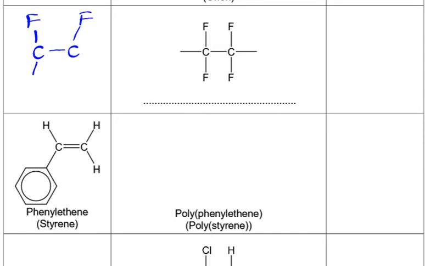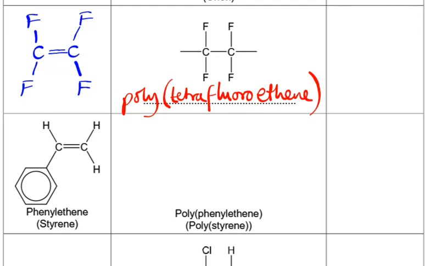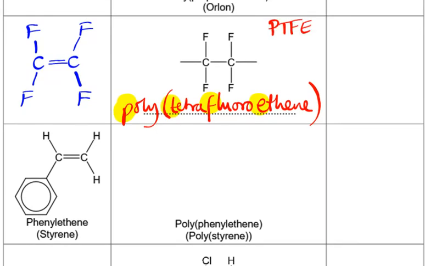So with the 4 fluorines, this time put the double bond back in. The monomer is tetrafluoroethene, and so this polymer is just polytetrafluoroethene. You may have come across PTFE before, so more commonly known as Teflon, and this provides a non-stick surface, so it's widely available in commercial products such as saucepans, irons, hair straighteners, etc.